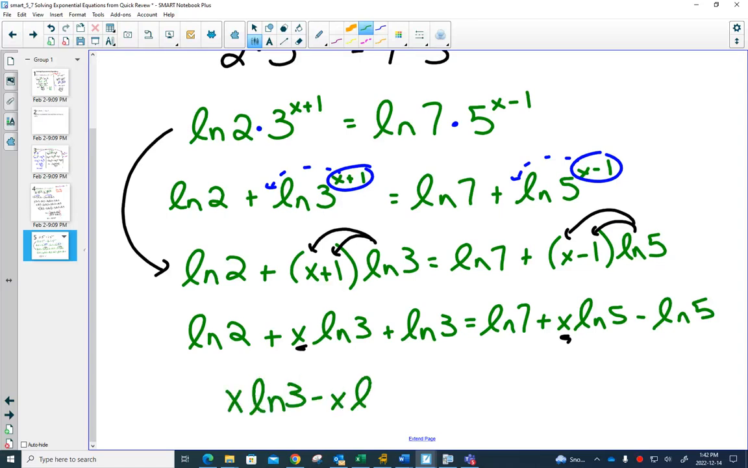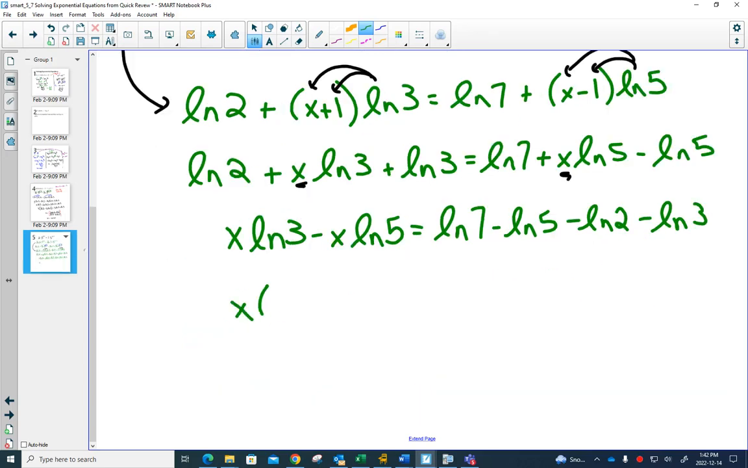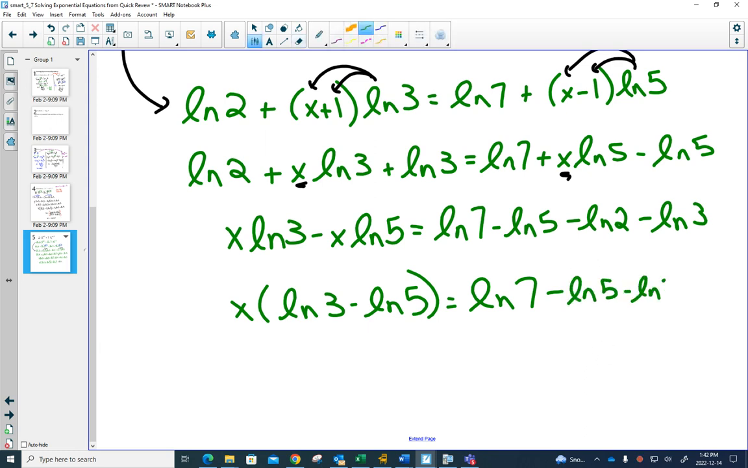I'm going to put all my x's on one side, so I'm going to subtract the x natural log of 5. I'm going to put all my numbers on the other side, so I had natural log of 7 minus natural log of 5. And now I'm going to move the natural log of 2 over, and I'm going to move the natural log of 3 over. Factor out the x. Look how many letters I'm saving by using the natural log. So much time saved.